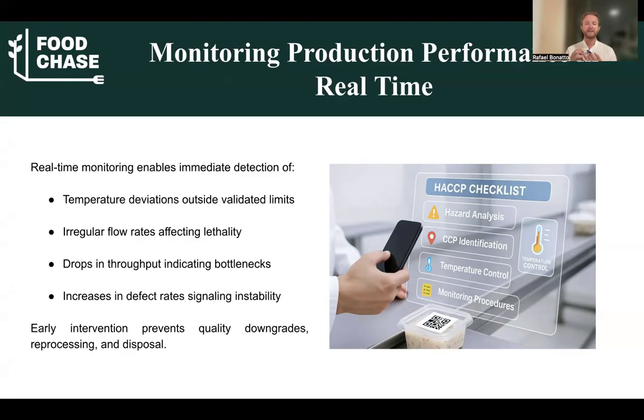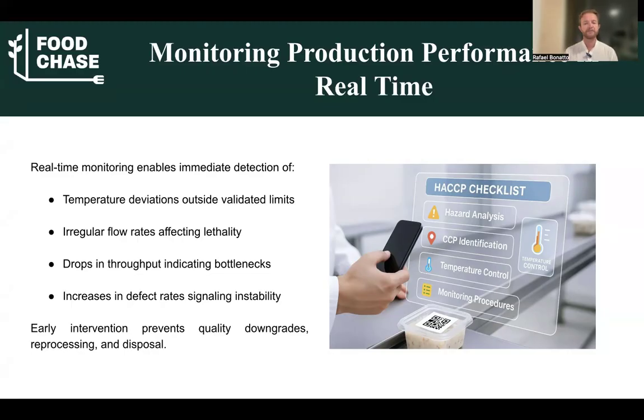Irregular flow rates affecting lethality, okay? Lethality of microorganisms that normally exist in our environment. This helps us understand that, which is very, very technical. Drops in throughput indicating bottlenecks, very important, and increases in defect rates signaling instability. If those systems notice the increase, they will signal instability. The system is not working well. Why? Where should we act? These systems help us. That's why real-time monitoring is so important for us.